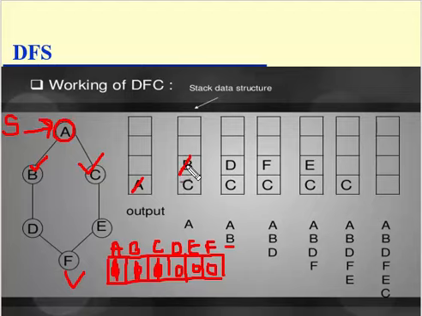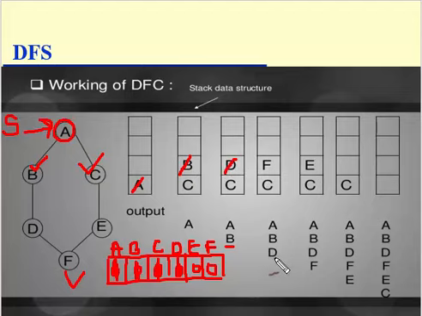Now check all the nodes connected to B. Only two nodes are there, A and D. The visited of A is already set to 1, so I won't push it again. What is the visited of D? That is 0, so I can push it into the stack and the visited of D would be set to 1. Now pop this D and print it.